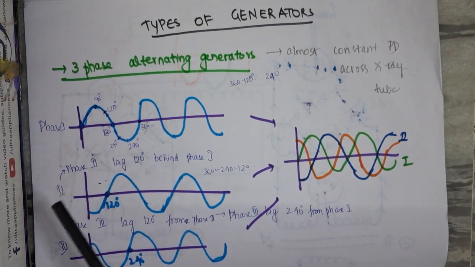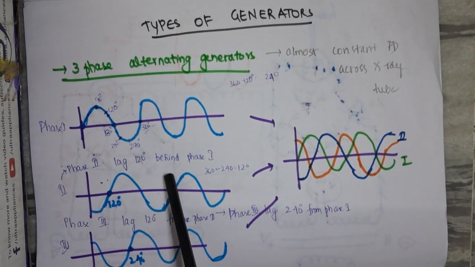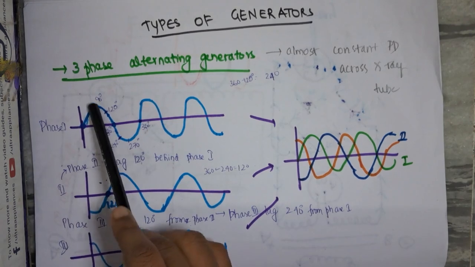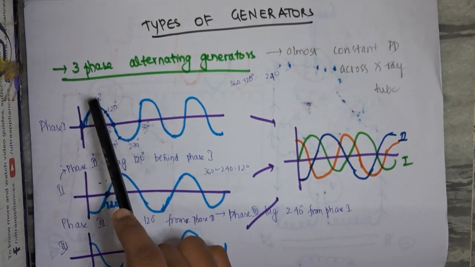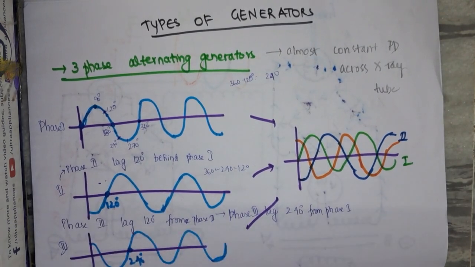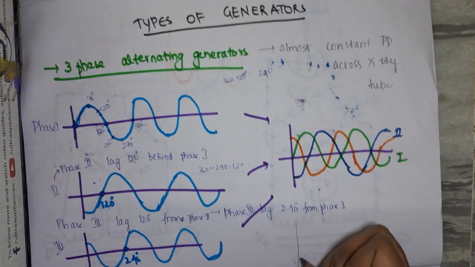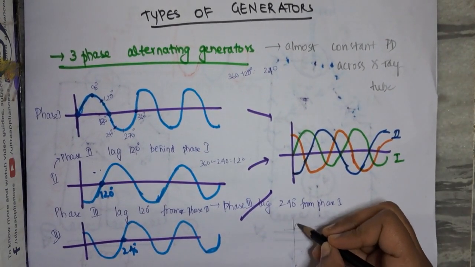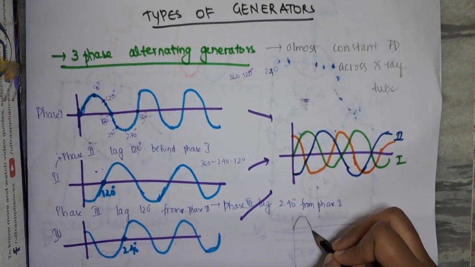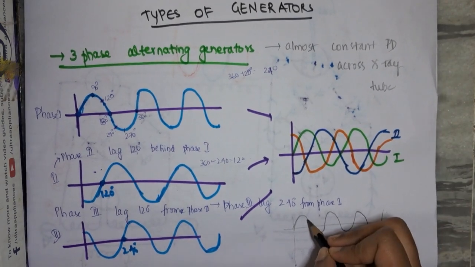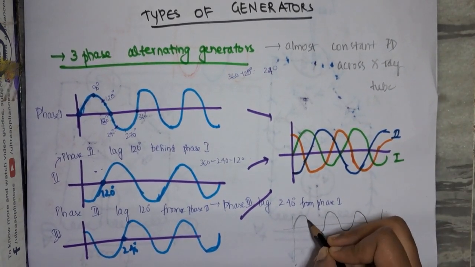Phase 2 lags 120 degrees behind phase 1. That means phase 2 starts when phase 1 is at the 120 degree point. I will draw this for better understanding. So this is phase 1, which starts from 0 and goes like this. Now this is the point where phase 2 starts.